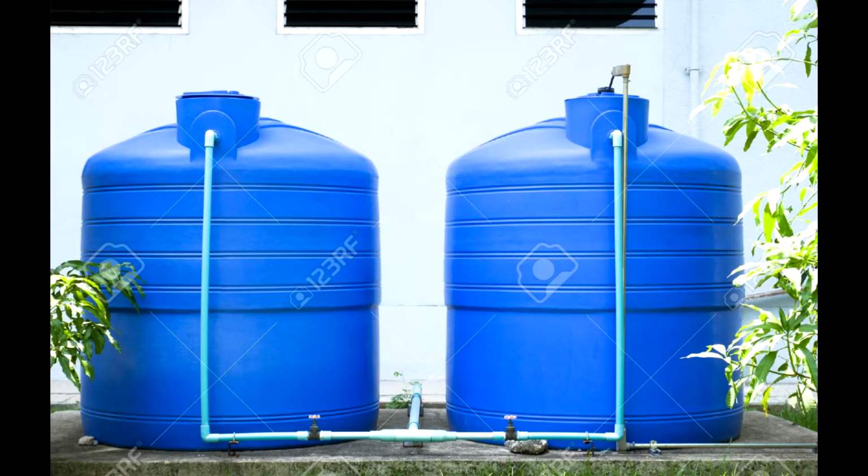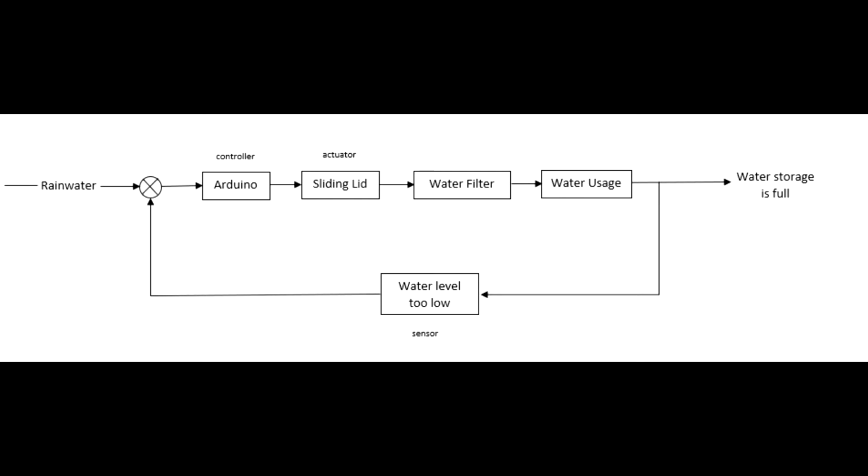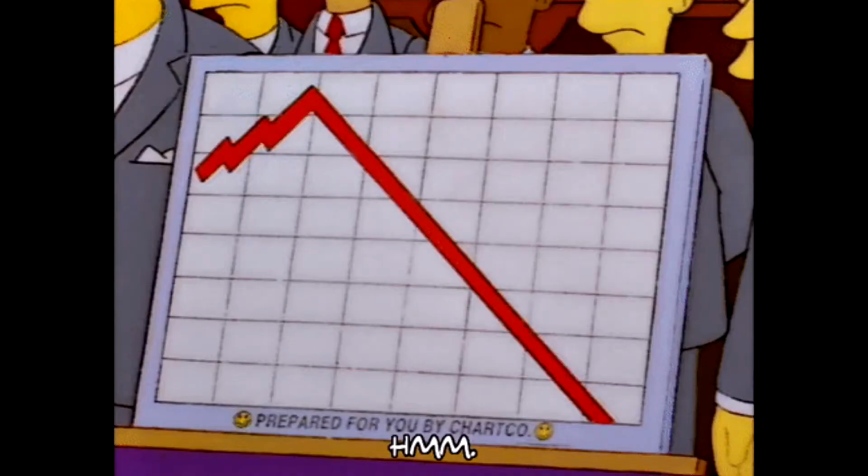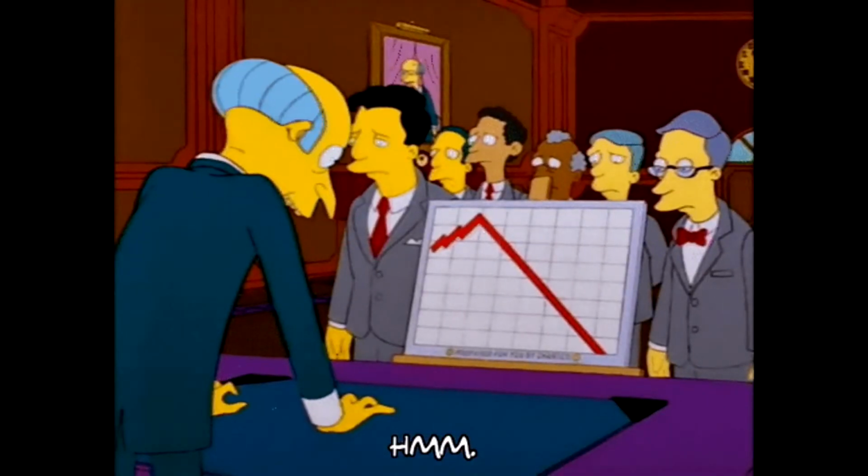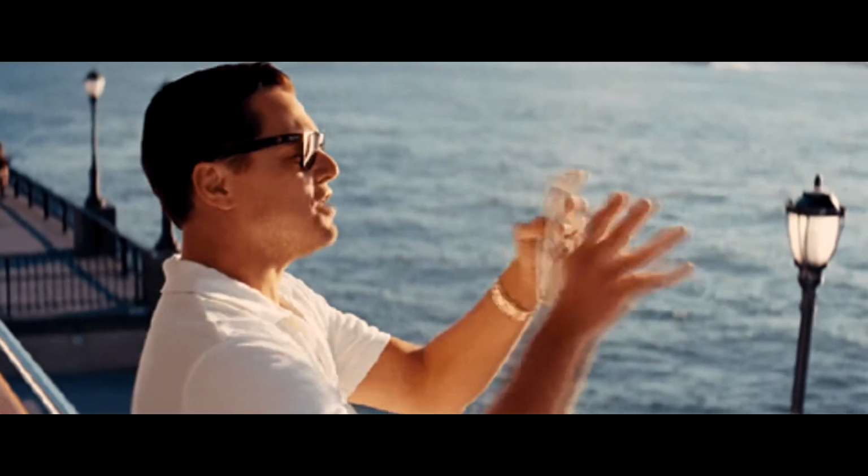Hi, my name is Brian Leong, and today I'll be talking about the objectives of the rainwater collection tank. This control system aims to collect rainwater to be used later on as an alternative water source, so that regular water consumption will be reduced, thus also reducing the water bill.